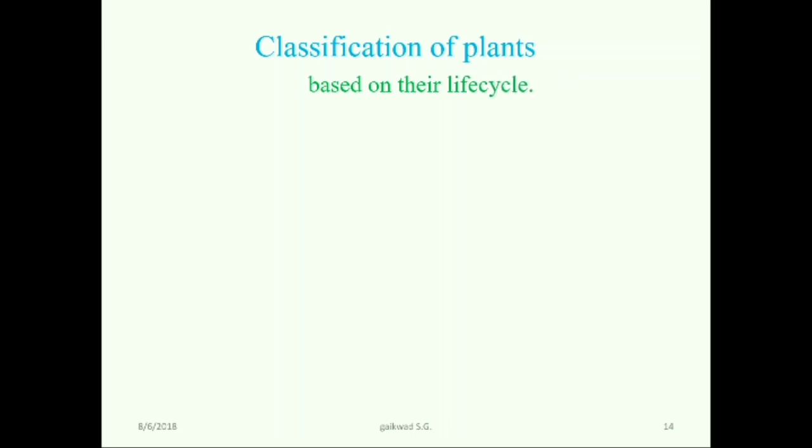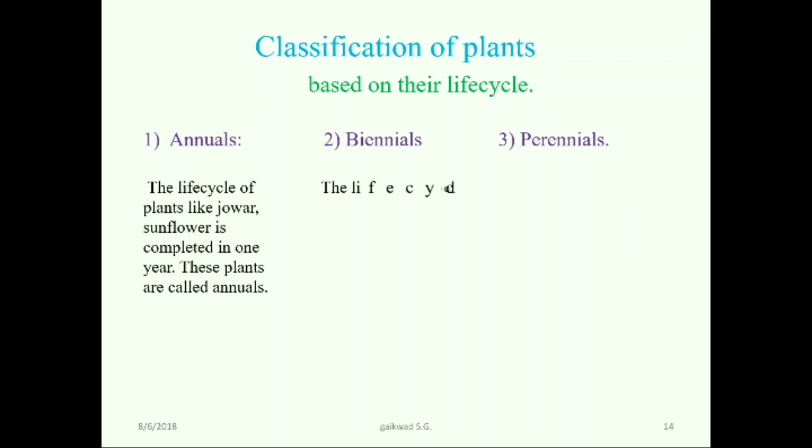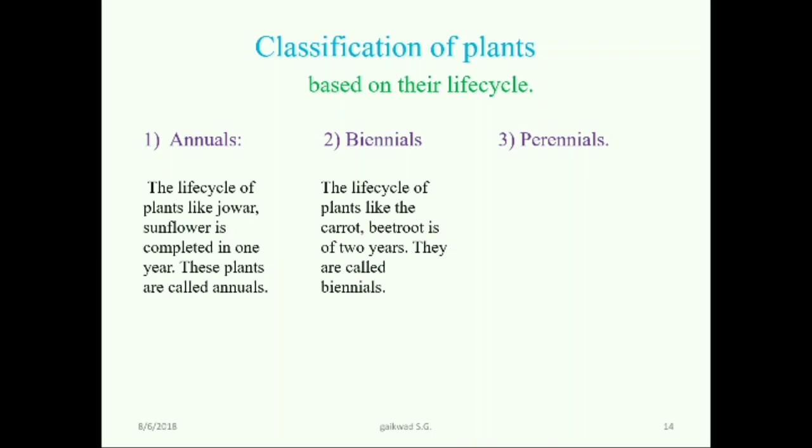The classification of plants based on their life cycle. We classify plants on the basis of their life cycle. First is annual plants, second is biennial plants, and third one is perennial plants. Annual plant means the life cycle of plants like jowar and sunflower is completed in 1 year. These plants are called annual plants. Second, biennial plants. The life cycle of plants like carrot and beetroot is of 2 years. They are called biennial plants.